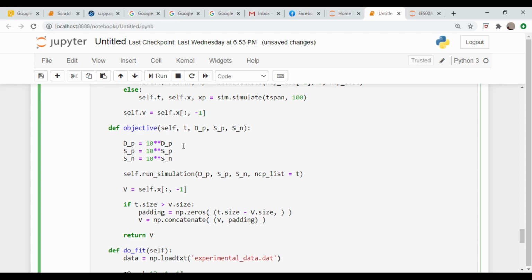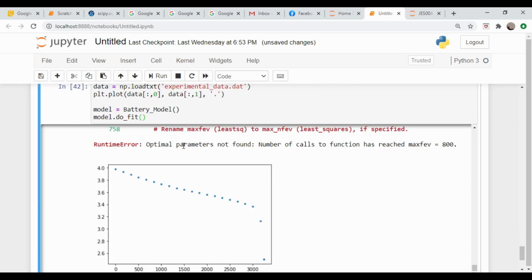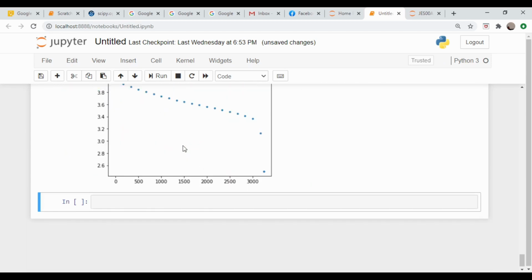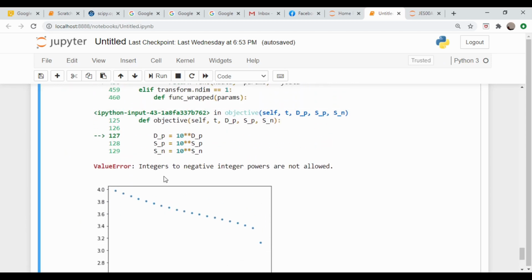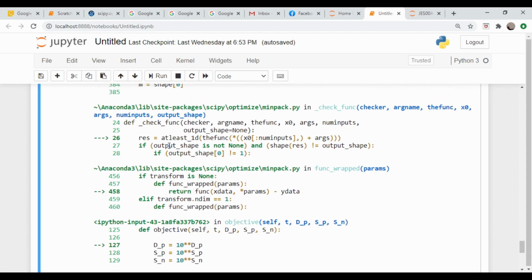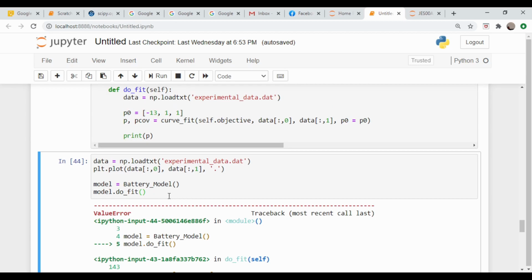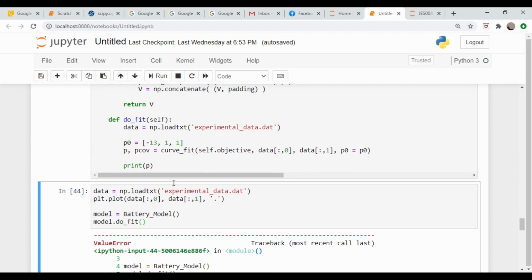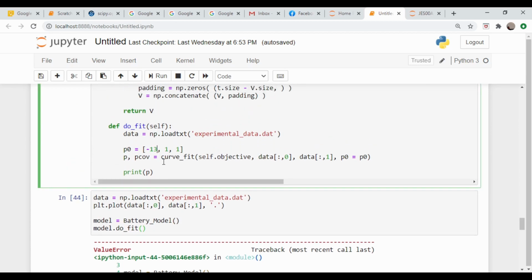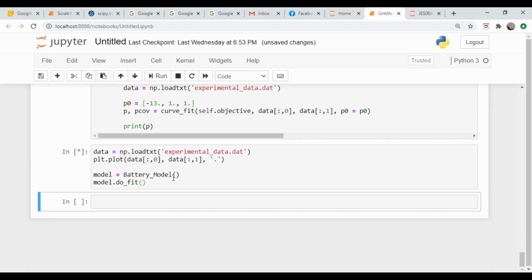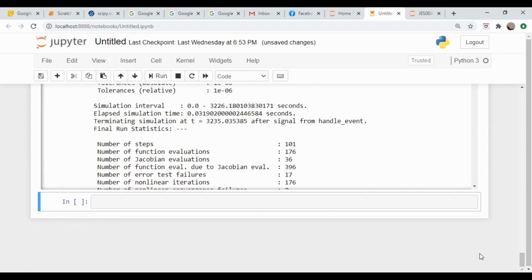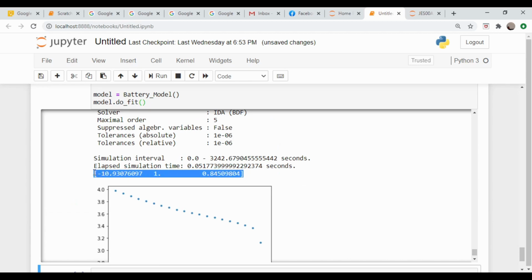Hopefully that works. Let's try it now. Run. I see it doesn't like integers being passed in. So let's make our initial guesses 13.0, 1.0, 1.0. So it looks like we have a successful optimization.